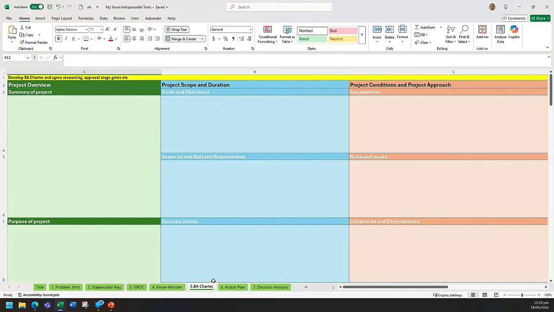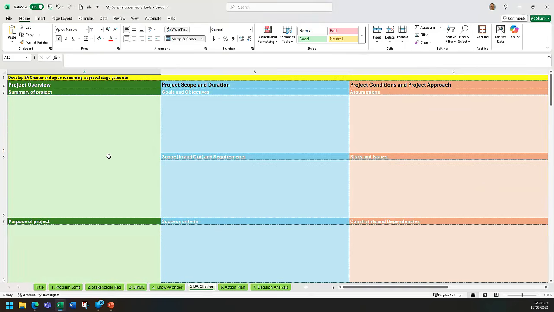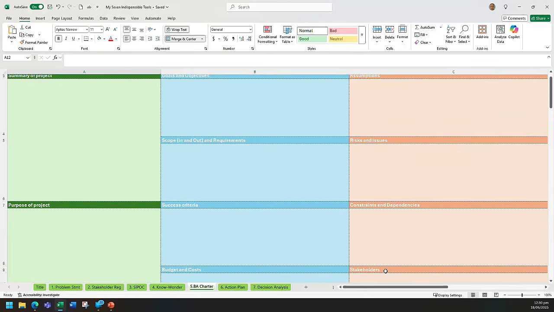So the next one's the BA Charter. This is one of my favorite ones. I've got a few different formats for this, but essentially I try and do something like this for every piece of work that I'm doing. You can see there's quite a few sections. Probably 50% of the time I use the standard format, but quite often if there's something particular going on, I'll put in a particular section, like a requirement section.